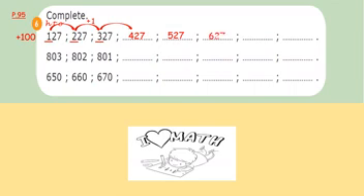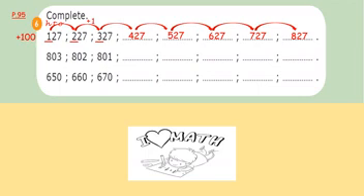Then 627. Then 727. Then 827. Look at the ones and the tens in all these numbers. It keeps the same, 7 and 2. But the hundreds digit changes from 4 to 5, then 6, then 7, then 8. Now, go to the next line.